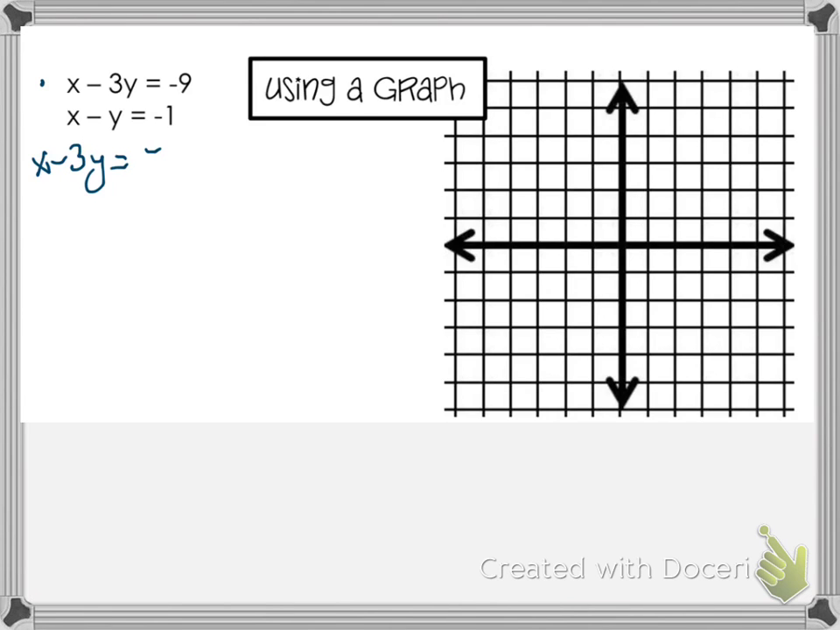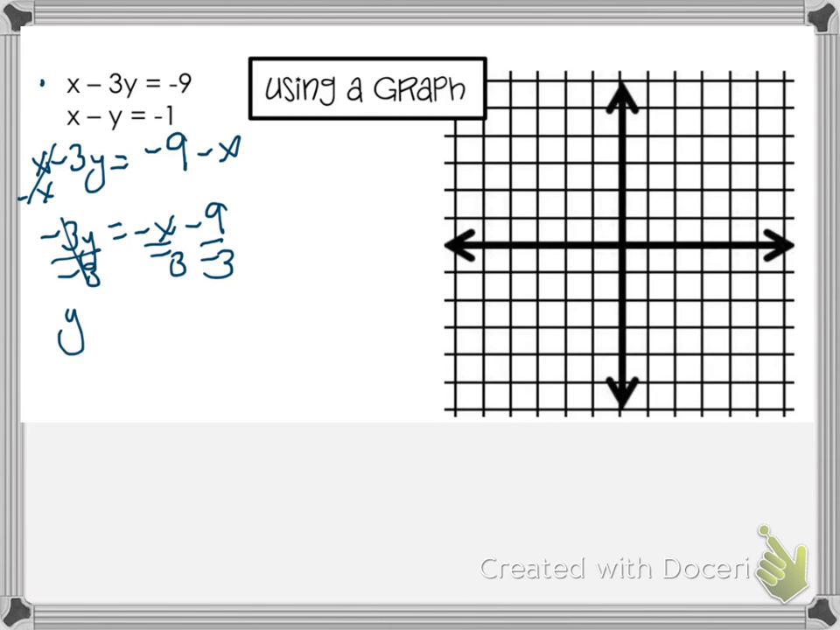When we want to put it in slope-intercept form, we want to isolate the y value. So let's subtract x on both sides. Negative 3y equals negative x minus 9, divided by negative 3 to every single term. So y equals 1/3 x, and negative over negative is a positive 3. So that is our first equation we'll graph.